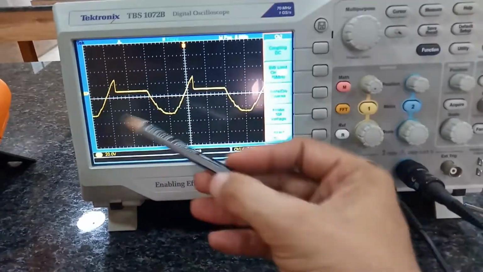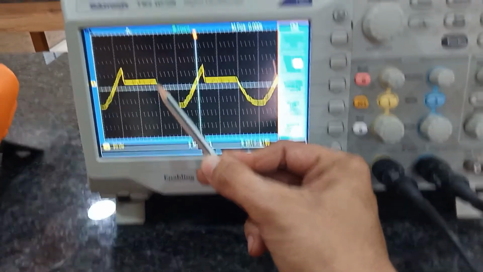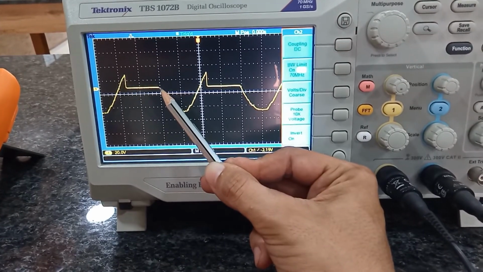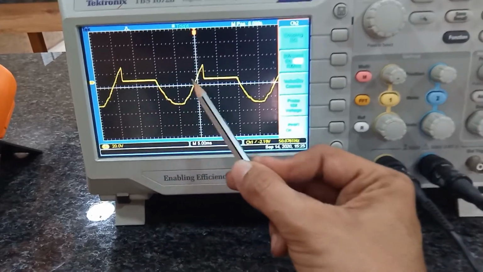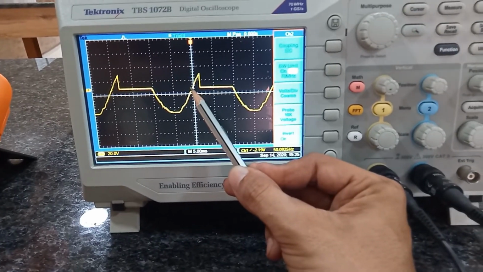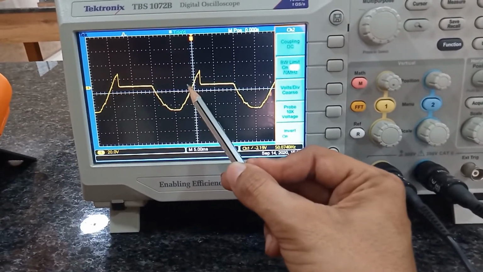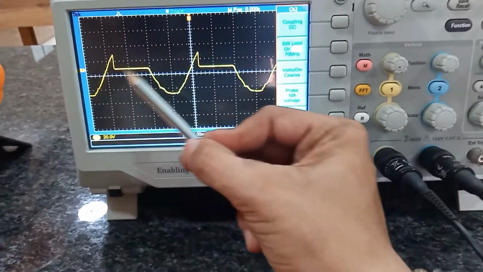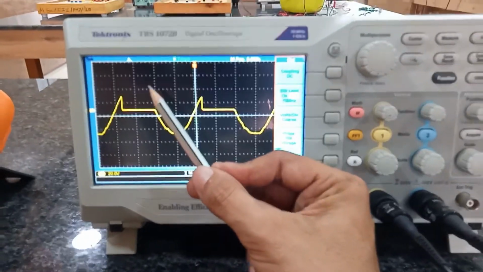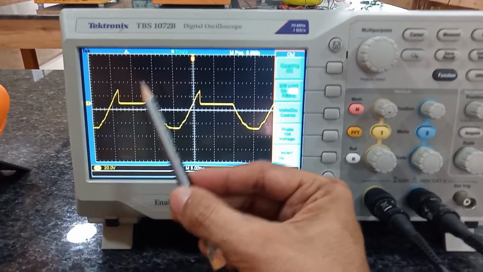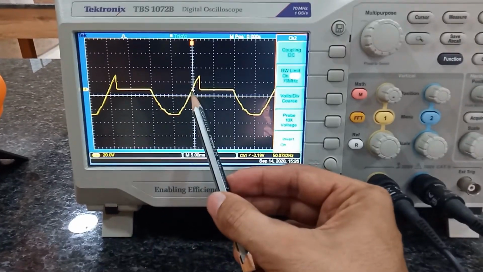Over here, this is the negative peak. You can see the point. I am using a pencil as a pointer. This is a negative cycle. SCR we have used as a half wave rectifier. So as I informed you, a half wave rectifier will only work for one of the half cycles. Over here it is working for the positive half cycle. I have made an arrangement in such a way that the SCR will work for the positive half cycle, so the negative half cycle will remain as it is.